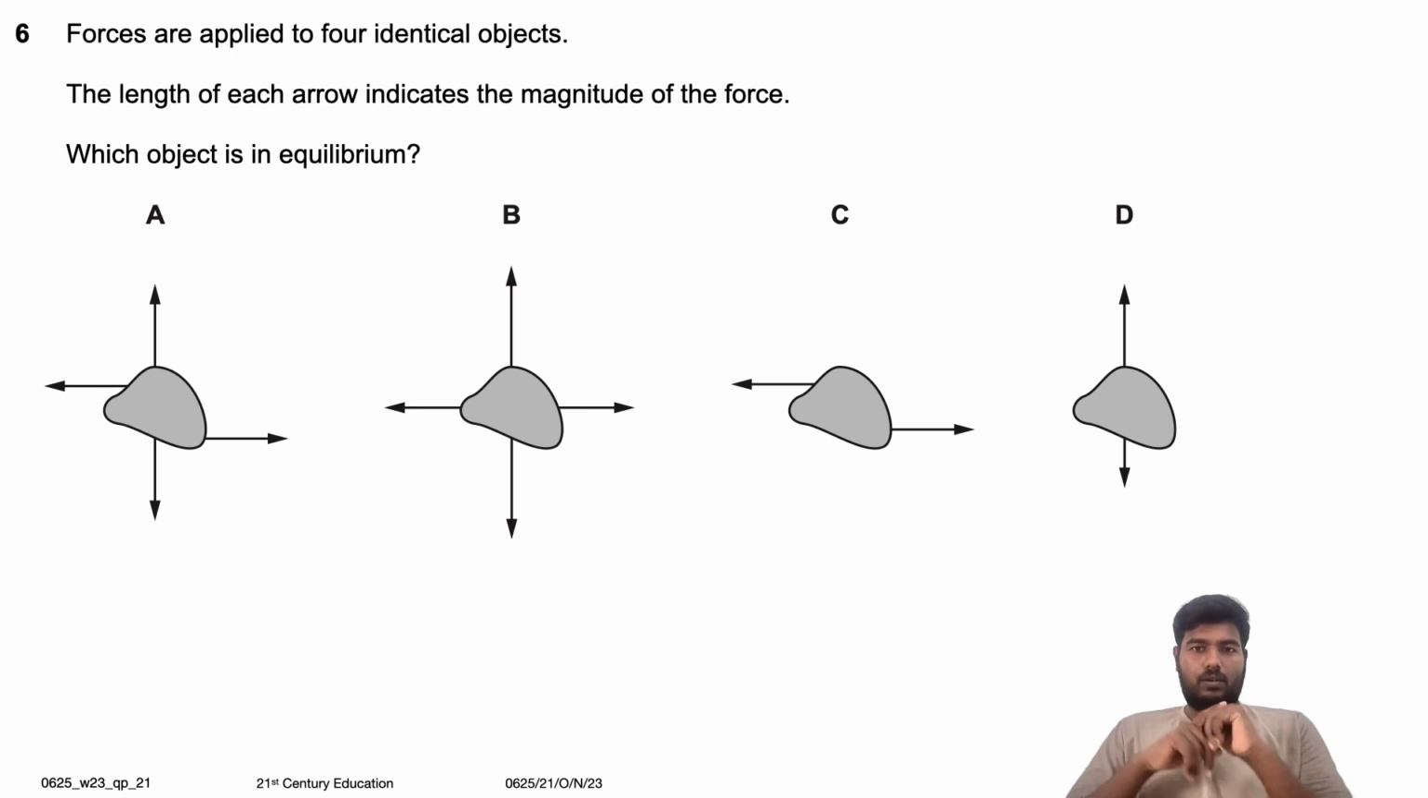Okay, let's look at D. The magnitude of the up force is higher than the magnitude of the down force, so the resultant force will be in the up direction. They are not exactly cancelling each other. So B is the right answer. Left and right are both equal and opposite, so they will cancel each other. Up and down are both equal and opposite, so they will cancel each other. So object B is in equilibrium.